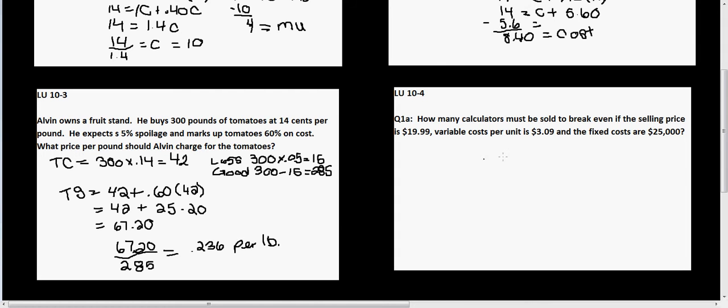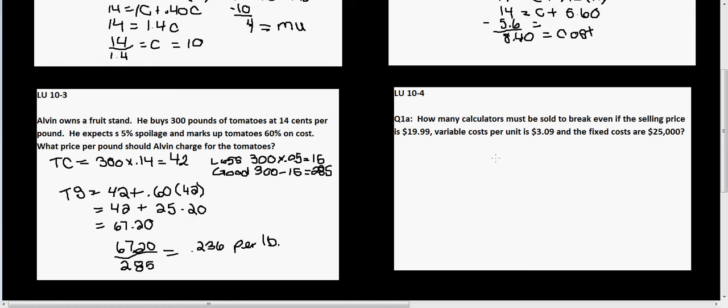All right, let's take a look at break-evens. If we have a situation where we're selling calculators again, and they must be sold to break even, if the selling price is $19.99, how many are there? Well, we have a variable cost of $309 and a fixed cost of $25,000. Remember, break even is that point at which all of your costs equal zero profits.